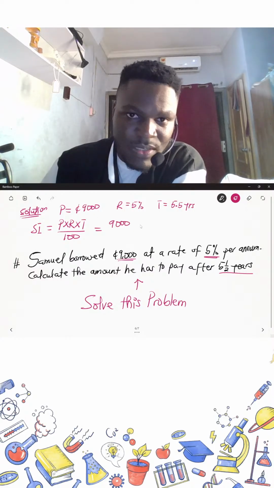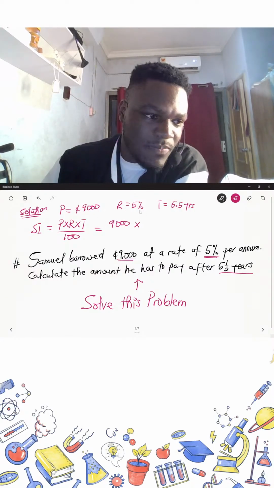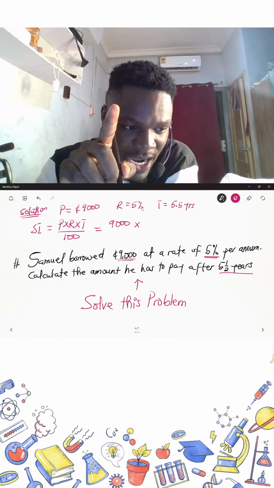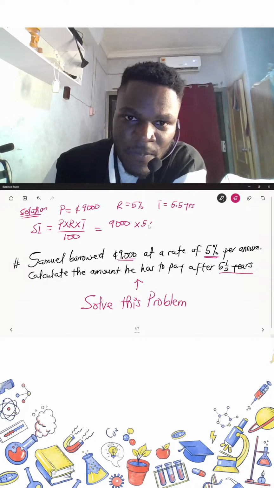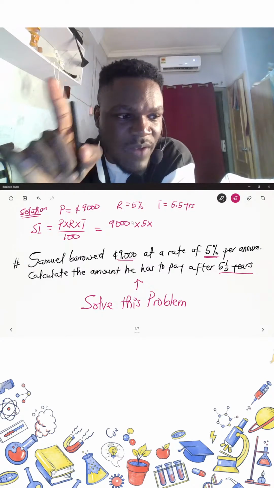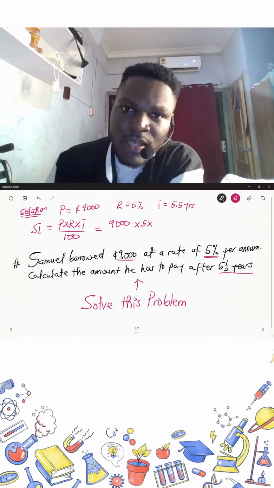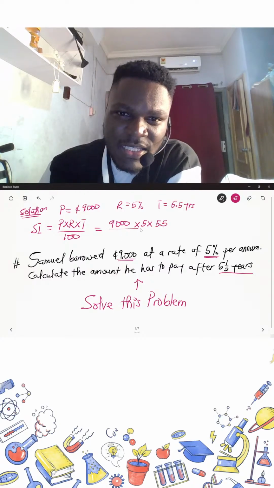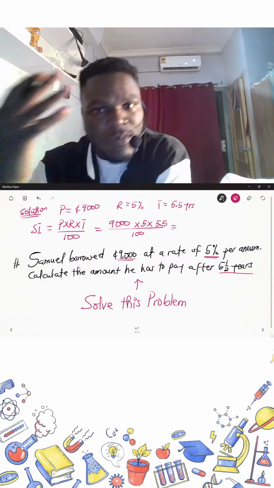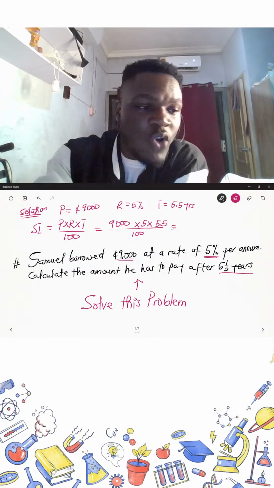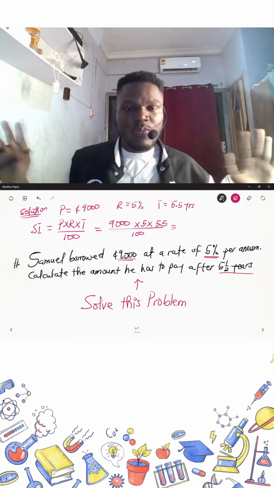So the 9,000 is the principal, multiplied by the rate, which is the 5% that I have there. So I have the 5 over here. Then multiplied by the time, T, which is 5.5. So I have 5.5 over here, and then this is all divided by 100. Are you okay? Now, because this is very simple, you can straight away put all this into your calculator and get your answer. There's no problem with that.